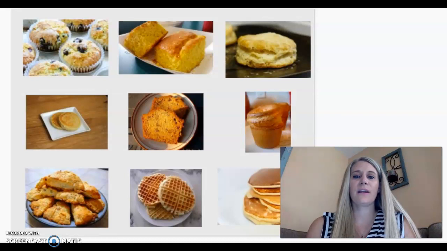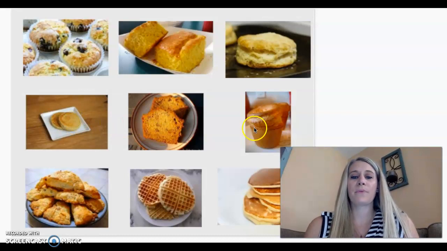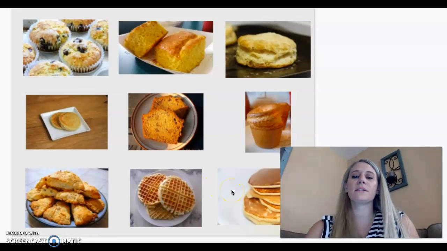Hello everybody. Today we're going to talk about different foods within this unit of study. So if you take a look at this slide here, you will see that we have blueberry muffins, cornbread, biscuits, crumpets, banana bread, popovers, scones, waffles, and pancakes. So take a minute to think about what these foods all have in common.